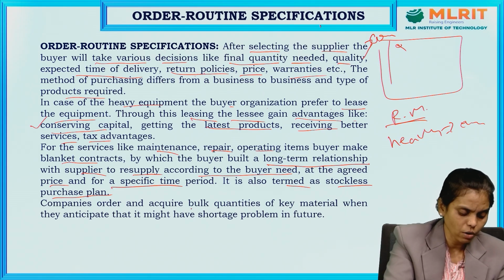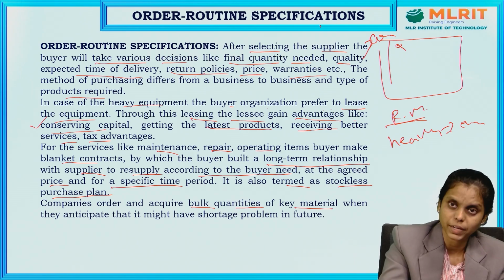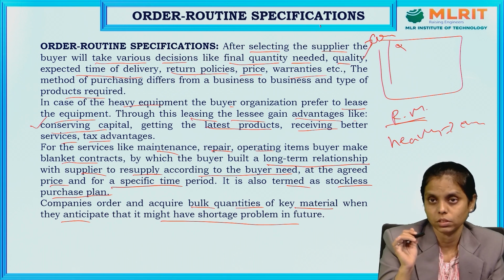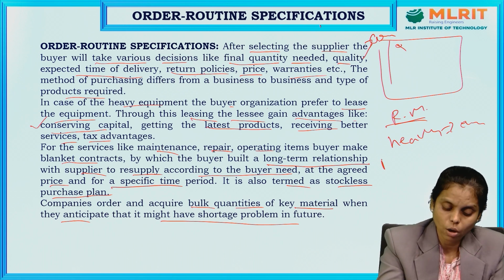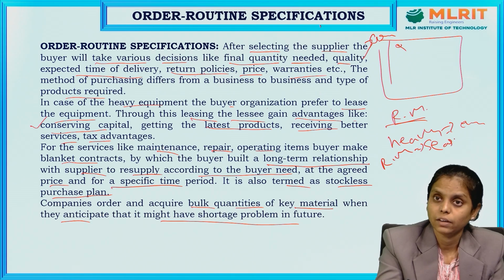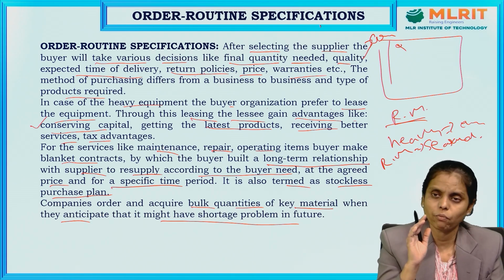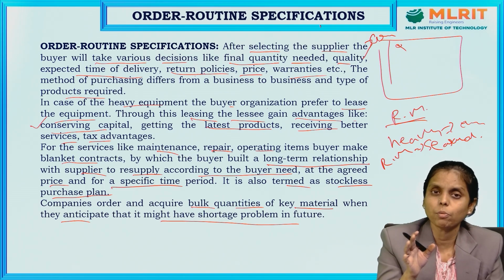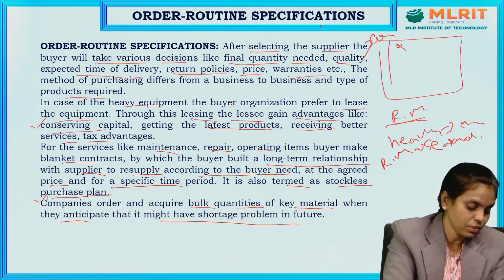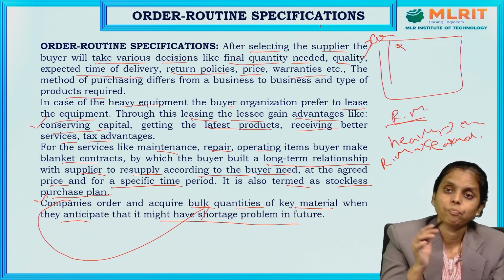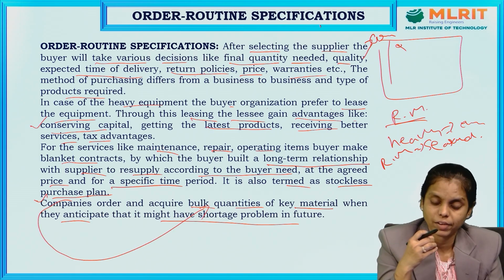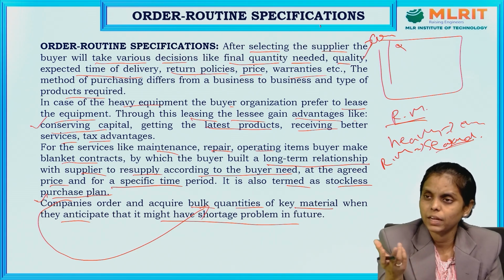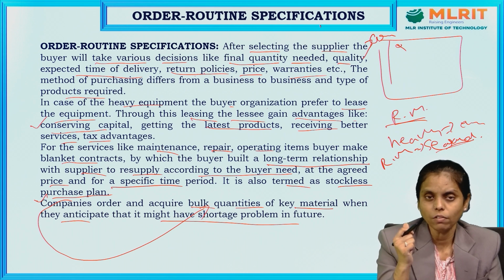Companies order and acquire bulk quantities of key materials when they anticipate a possibility of shortage of goods in future. For example, there are certain raw materials that are seasonal. In the case of seasonal things, after the season, prices might increase. For such products, companies purchase quantities in bulk so that they get an advantage, and whenever there is an off season, they are able to use that material to fulfill the needs and requirements of customers.